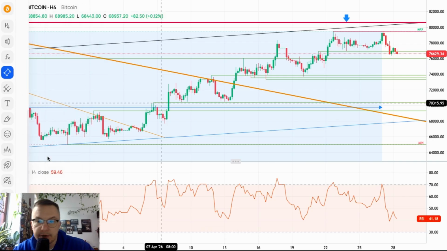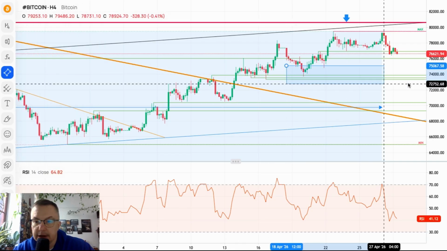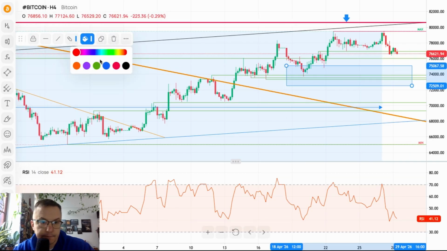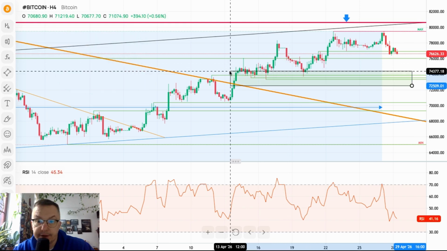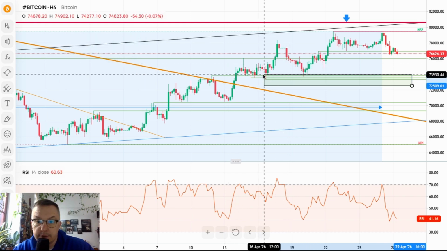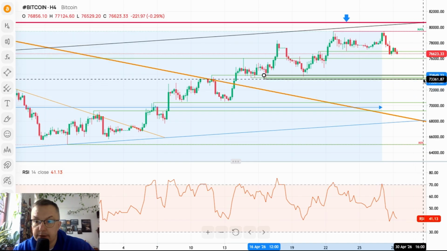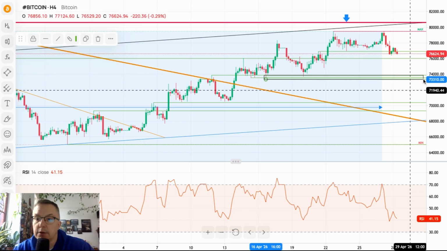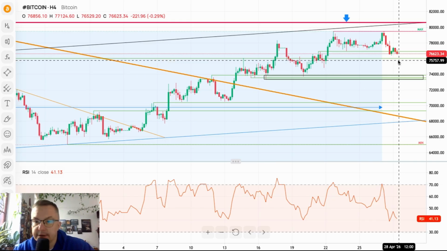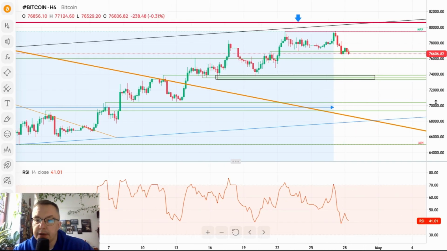let me place this zone using the rectangle, right? So that's the zone here. As long as we trade above this zone, the outlook remains quite bullish, because this is a very strong demand zone. So as long as we stay above this zone, the outlook is bullish, and we should see higher prices soon.